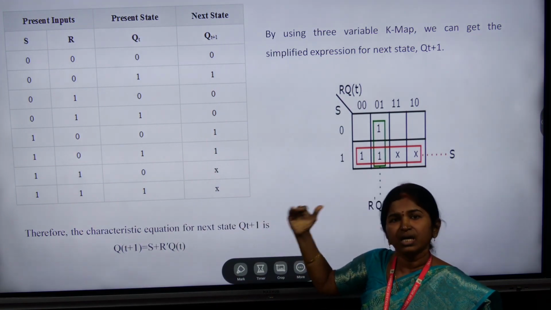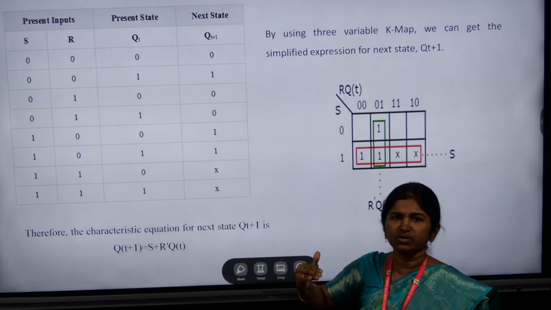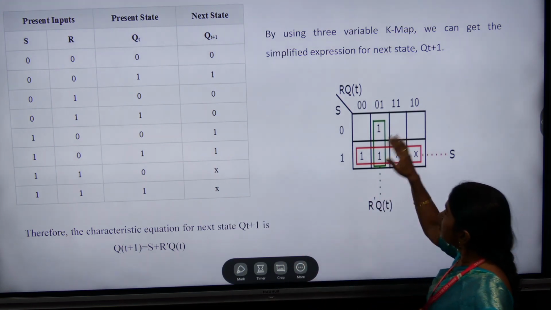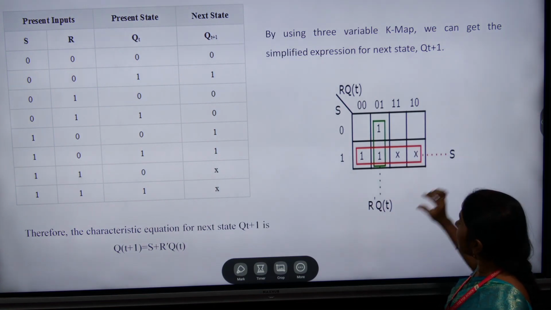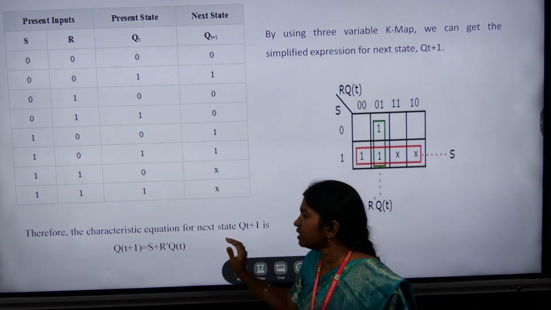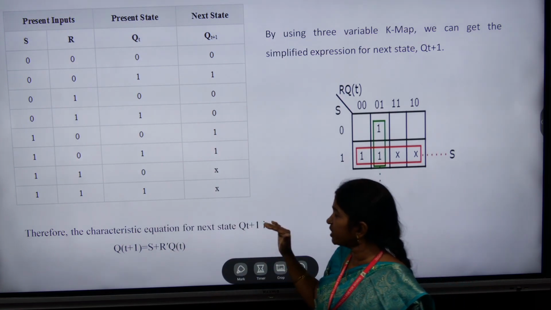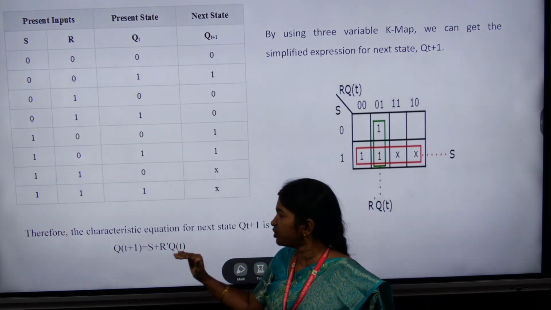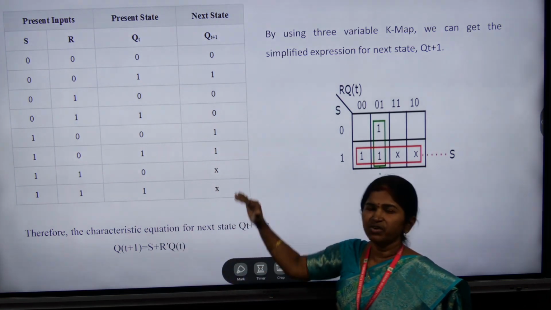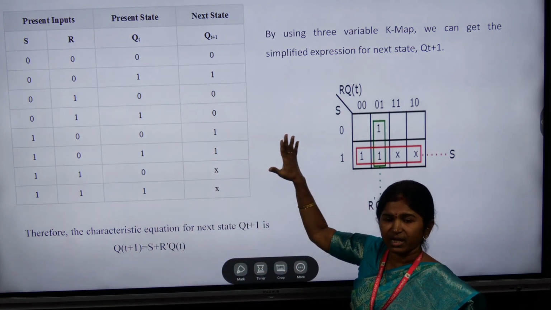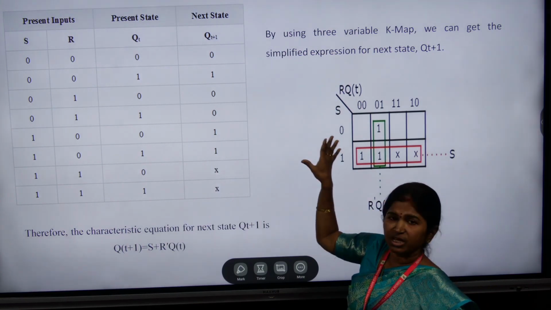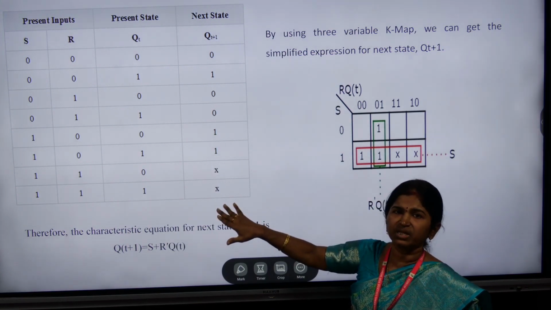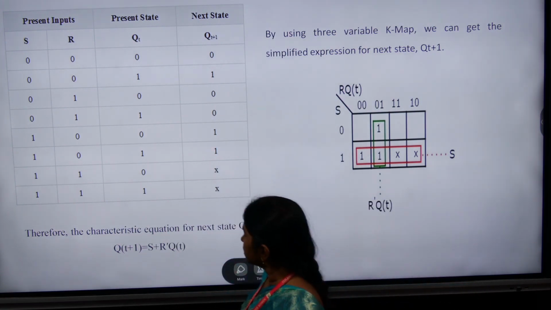Now I have to write the characteristic equation for the next state, that is Q of T plus 1. So here after drawing the K-map, I got the values as S and R dash QT. So now I am writing the characteristic equation for the next state as Q of T plus 1 is equal to S plus R dash into Q of T. Like this, we will derive the characteristic table and the characteristic equation for the SR flip-flop. Students should not get confused. It's a very easy method. So next we will go for the JK flip-flop.